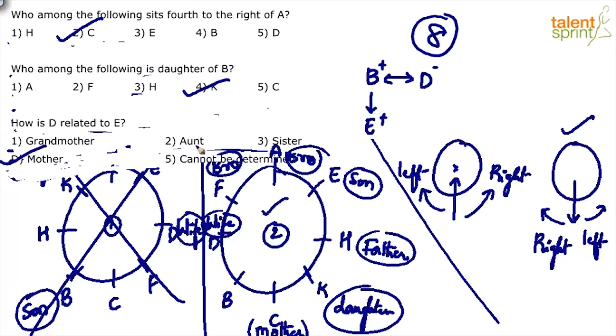I'm sure if, let's say, option 2 was son, some of you would have marked option 2 as the answer in a hurry. Never do that, right? Be careful. After having spent so much time, you cannot be committing such silly mistakes. How is D related to E? D is the mother of E. How is E related to D? E is the son of D.